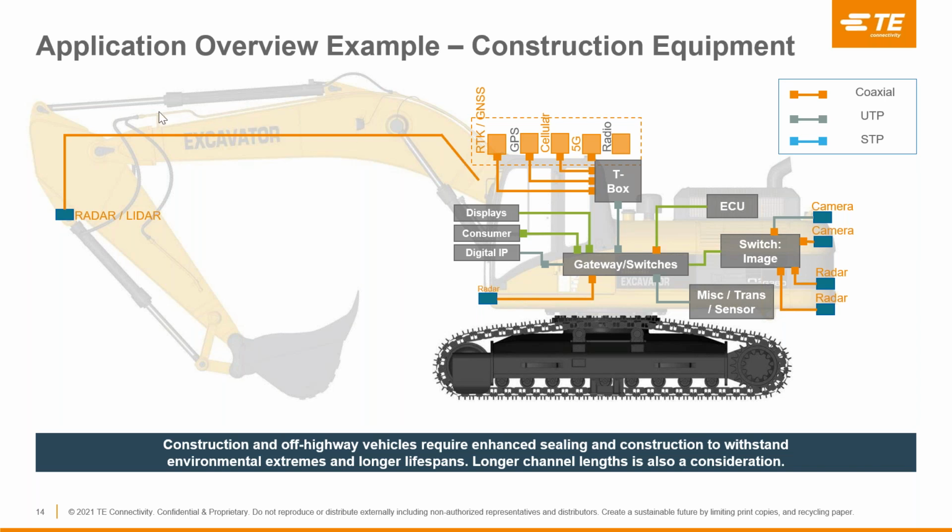And of course, now we're talking about connections that easily exceed 15 meters in length as you go to some of the larger vehicles where that extended length requires a connection for high speed, but 15 meters just isn't going to cut it. So 40 meters is really what was put into place for the IEEE 802.3 specification to address industrial commercial transportation equipment, obviously much larger than your standard passenger automobile. So for construction and off-highway vehicles that require enhanced sealing and construction to withstand the extreme and long lifespans and the longer channel lengths that come into consideration when we're talking about the size and the applications of a number of these vehicles.